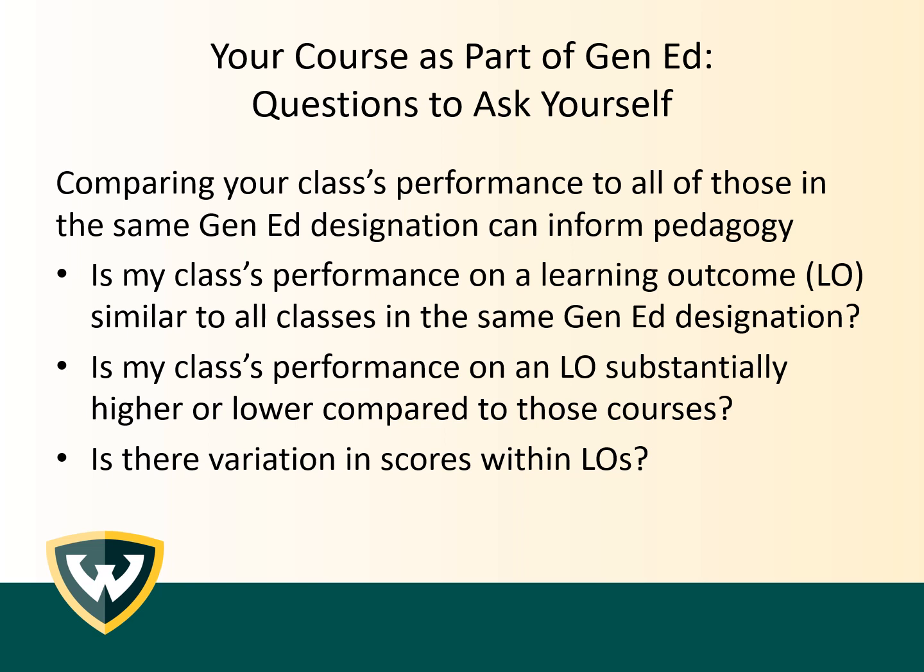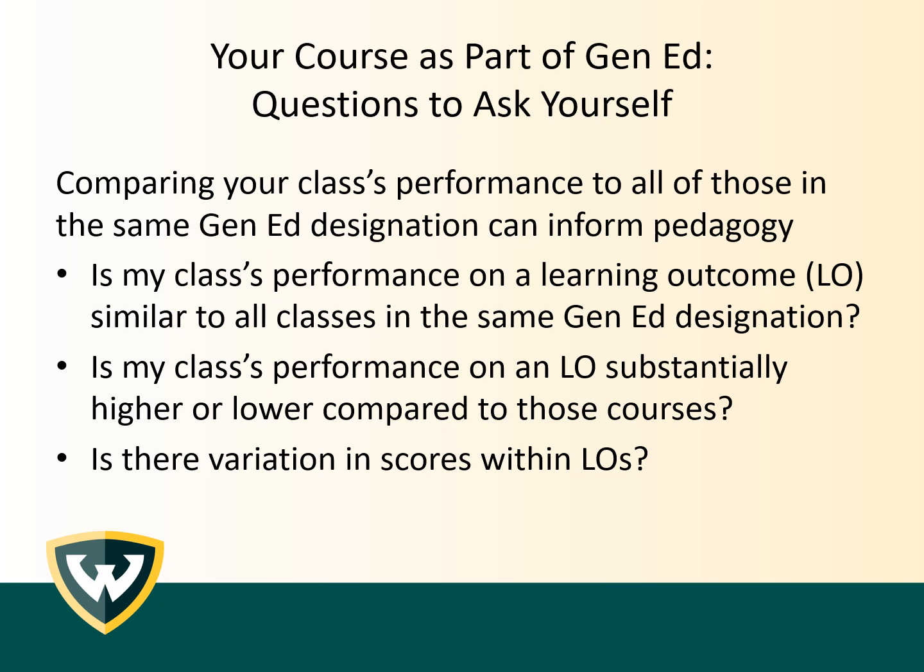Or you may notice your students performed much lower for a certain learning outcome compared to the population of students assessed in the same designation that semester. This may suggest there is room for improvement in student learning for that learning outcome in your class, and perhaps the assignment you use to assess that learning outcome could be revised. The Office of Teaching and Learning, or OTL, can assist you with revising or redesigning assignments.